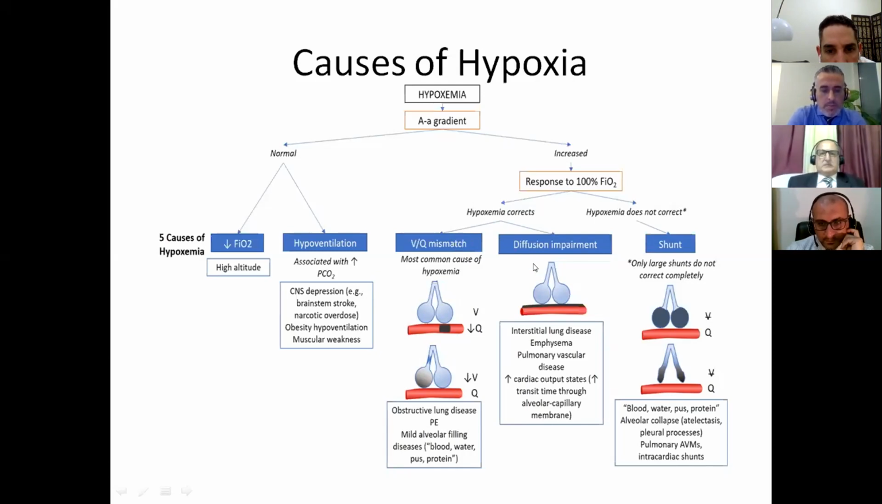So how do you differentiate between a VQ mismatch and a shunt pathology? You give the patient 100% oxygen, using a non-rebreather mask, and then you do a pulse oximetry. If the pulse oximeter shows good improvement in saturation once you have applied 100% FiO2, it means that it is mostly a VQ mismatch. And if it does not improve, then most probably you are having a shunt pathology. The patient needs more close monitoring and more intensive management.